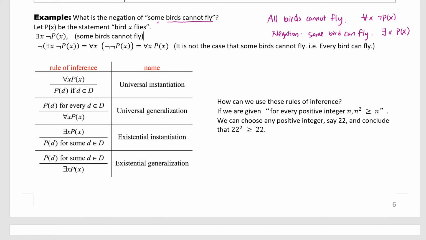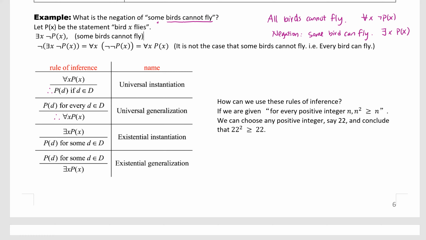Next, if we have P of d for every d in the domain, then we can say, therefore, for all x, P of x. I forgot to put the three dots. So this is universal generalization.